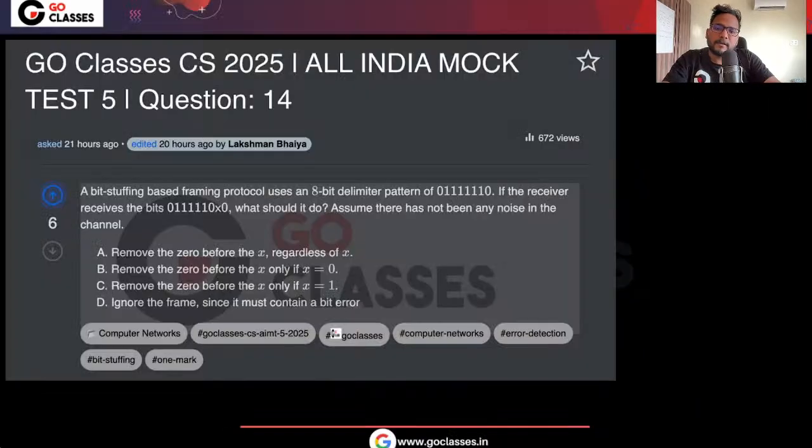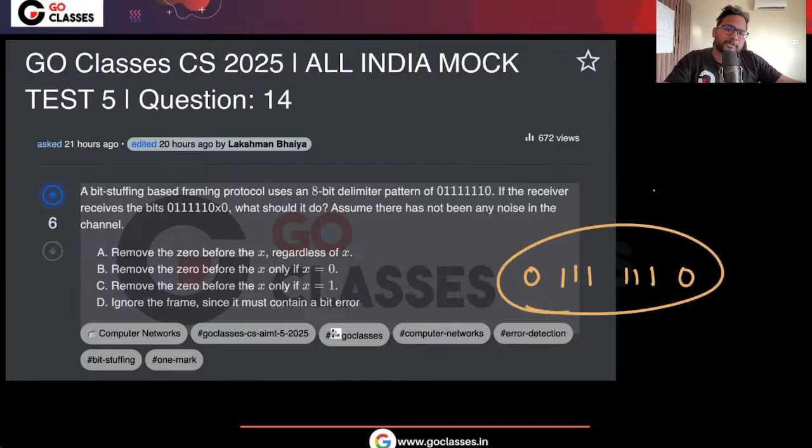Great. Now let's just see this. A bit stuffing based framing protocol uses an 8-bit delimiter pattern. So they are saying that this is an 8-bit delimiter pattern, right? This is a flag that they are using. So 0, and then there are 1, 2, 3, 4, 5, 6, so 6 ones, and then 1, 0. So in total these are the 8 bits.